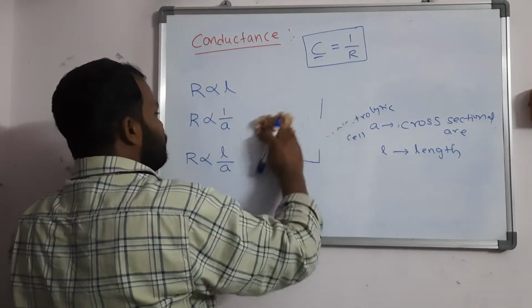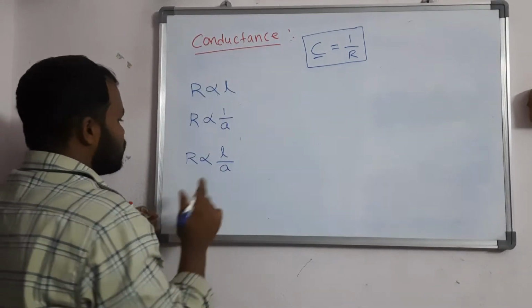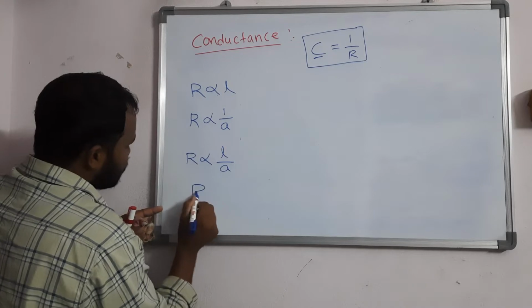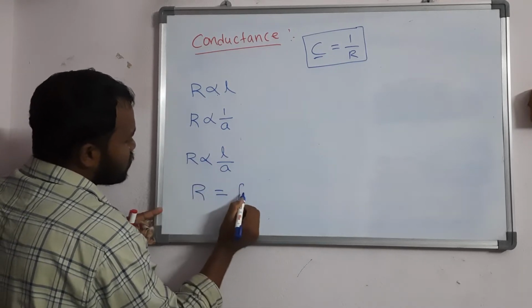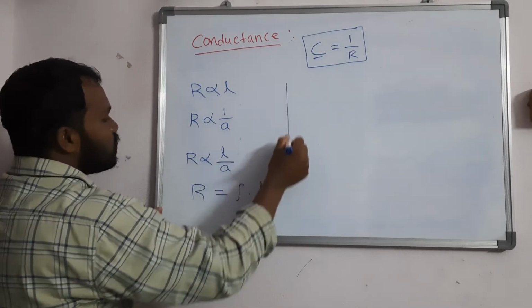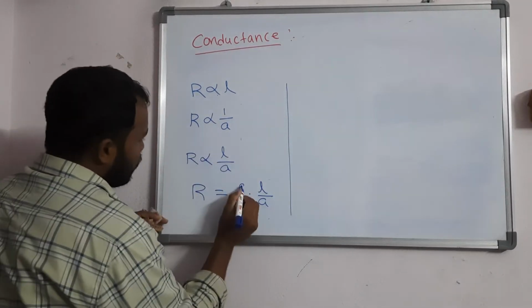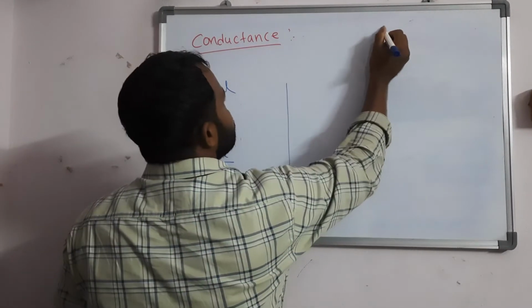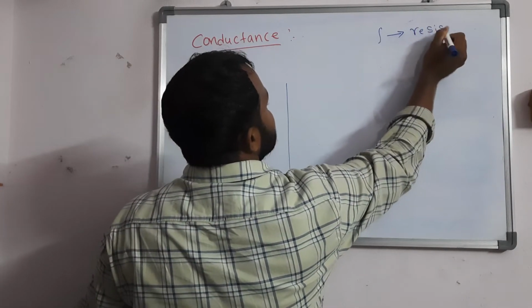By removing the proportional symbol, you have to keep some constant, rho. So R is equal to rho into L by A. What is meant by rho? Rho means resistivity.